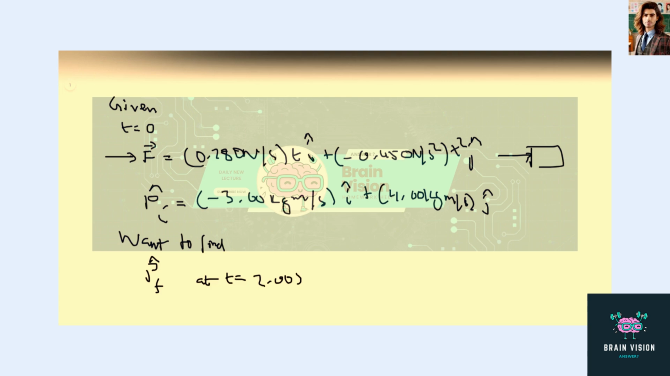There's a force that's pushing a box, and the force is kind of like a variable force dependent on time. You can see that in the formula. The force is responsible for the change in momentum. And so we want to find, if there's a change in momentum, what's the final momentum at a time of 2 seconds.